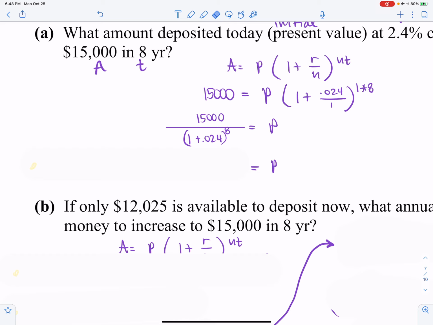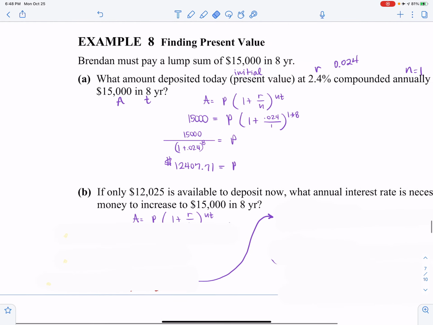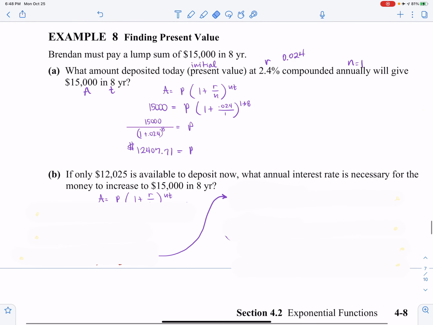You'll notice that I cleaned it up a little bit. We know that this division just gives me 0.024, and my power, 1 times 8, is just 8. So then this is what I'm going to go type into my calculator, and I'm going to get $12,407.71. So we say then, he has to deposit $12,407.71 today to be able to have $15,000 in 8 years.